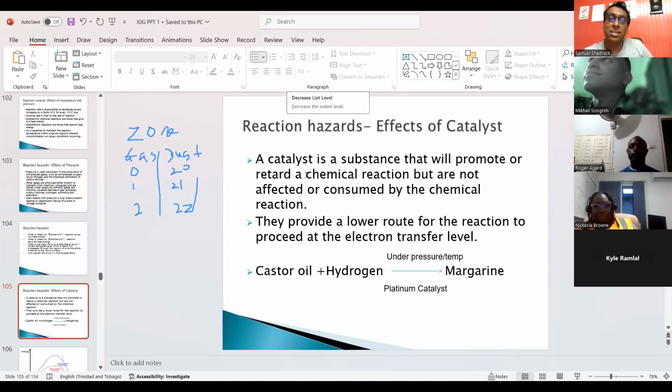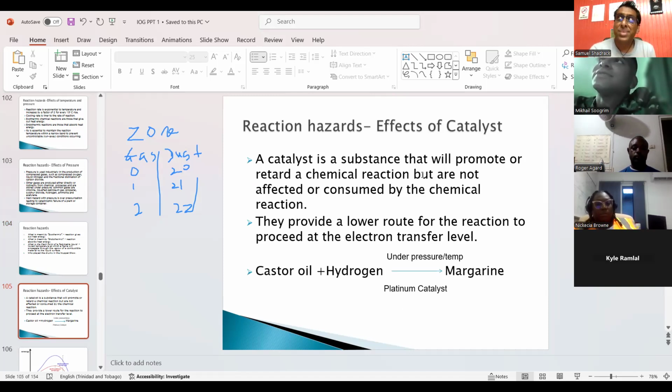All right, so what is a catalyst? A catalyst, this again is a nice definition. The thing about this exam is nice short questions, right? So that's the catch though. You have to learn things if you don't know it. So a catalyst is a substance which will promote or retard a chemical reaction, but is not affected or consumed by the chemical reaction. They provide a lower route for the reaction to proceed, or a lower temperature route for the reaction to proceed at the electron transfer level, right?